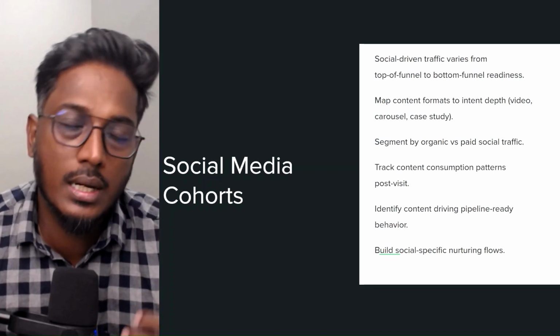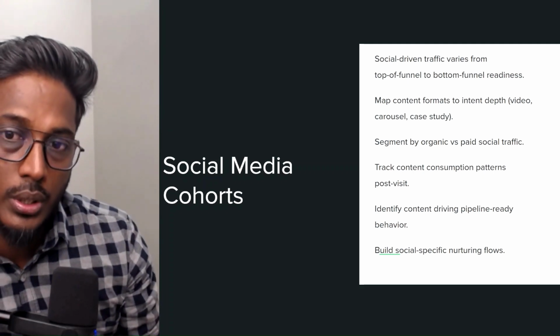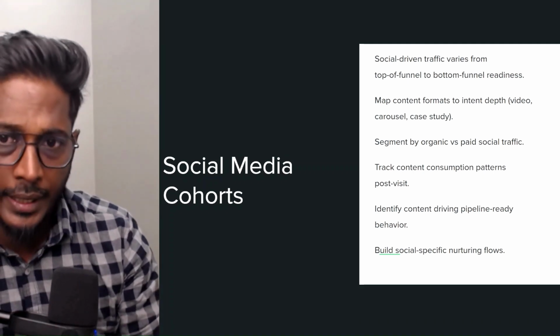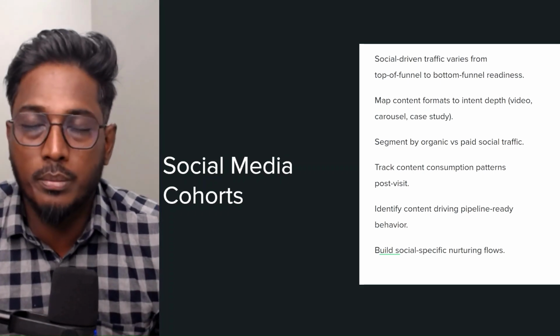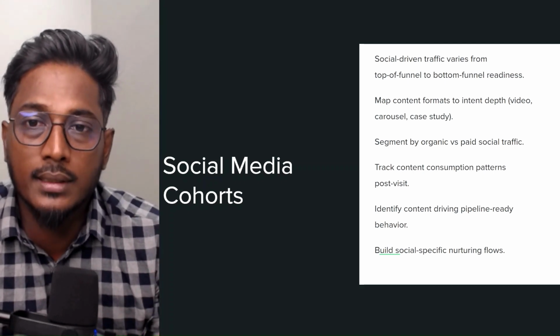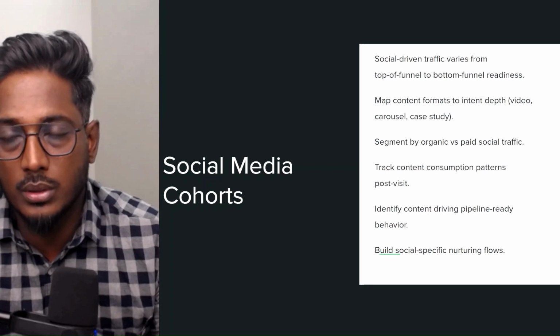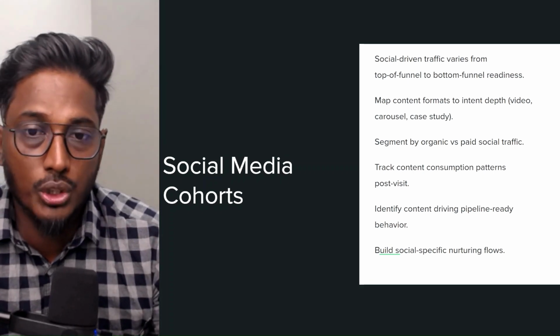What is that content type? For example, you can create a cohort for thought leadership posts. You can create a cohort for community driven content, and you can see how these two different types of cohorts are behaving. And please don't forget to use UTM tags in order to differentiate these two types of cohorts. And you can even create a cohort for remarketing audiences from social campaigns as well.